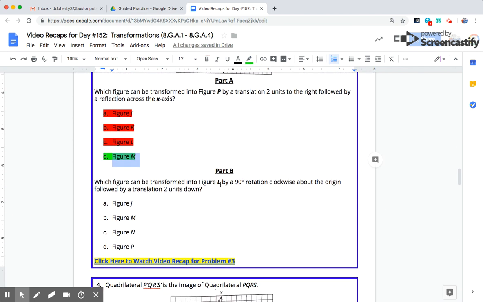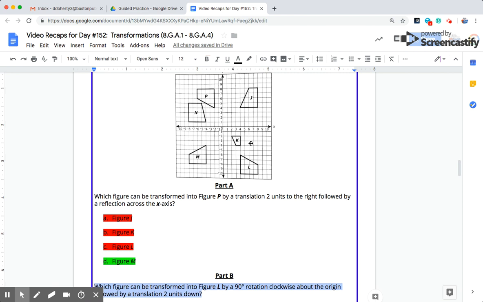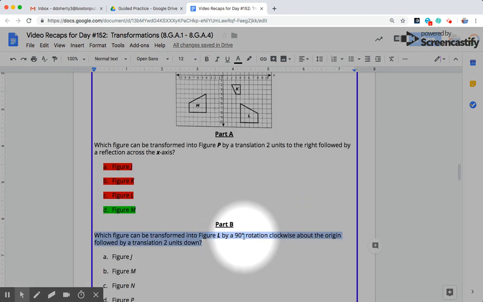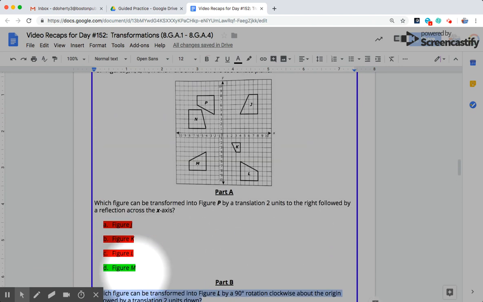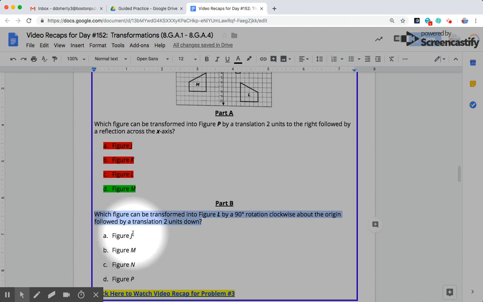Part B asks us, which figure can be transformed into figure L? So we're going to be trying to figure out how do we get to this one right here, figure L. And we need to do a 90-degree rotation clockwise, followed by a translation 2 units down. So which of these figures, when we rotate 90 degrees clockwise around the origin and move 2 units down, would work? I have 4 options, J, M, N, and P.